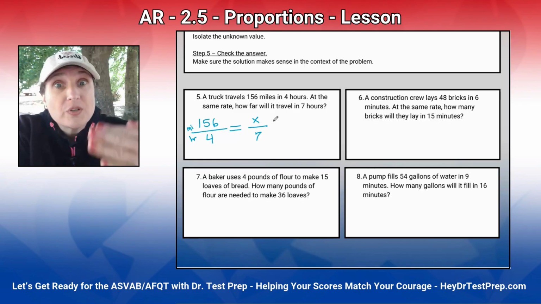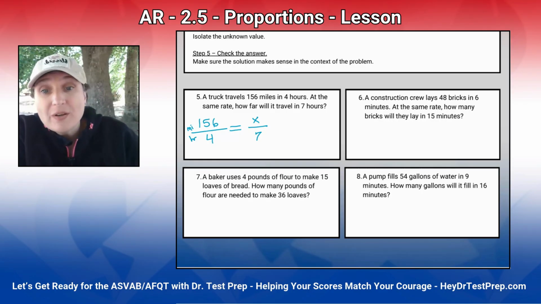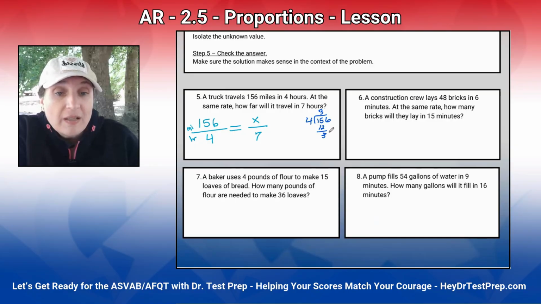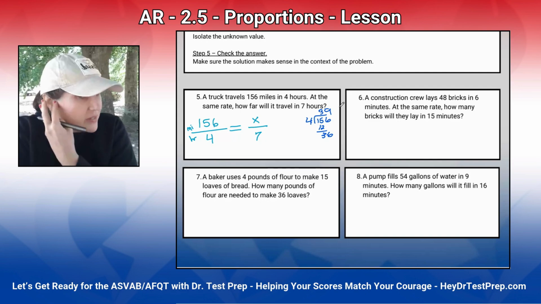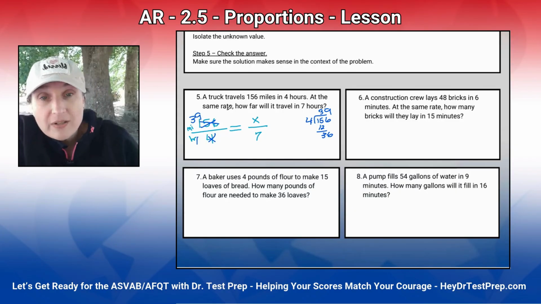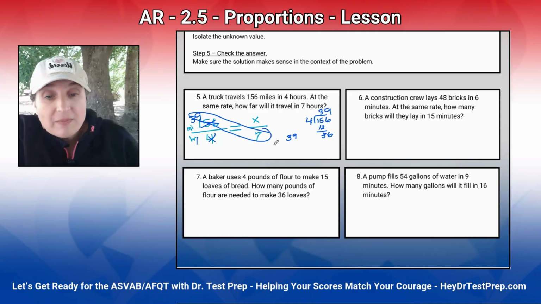Now, this is one where you could start reducing ahead of time. You could think, well, I don't know if 4 can go into 156. You could try it, and when we do, we get that it does. It gives us 39. So we can simplify this and make this 39 over 1. And then we can cross multiply. 39, x times 1 is x. 39 times 7 gives us 273.